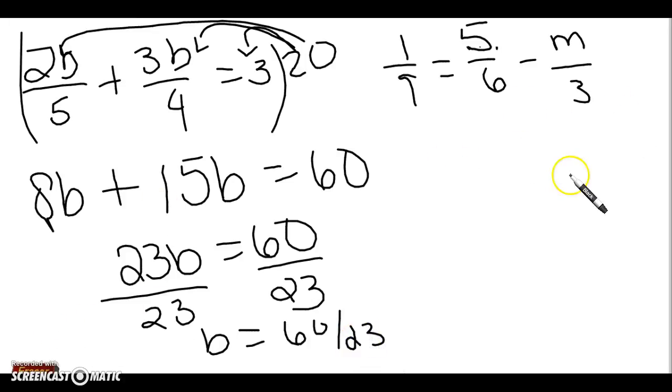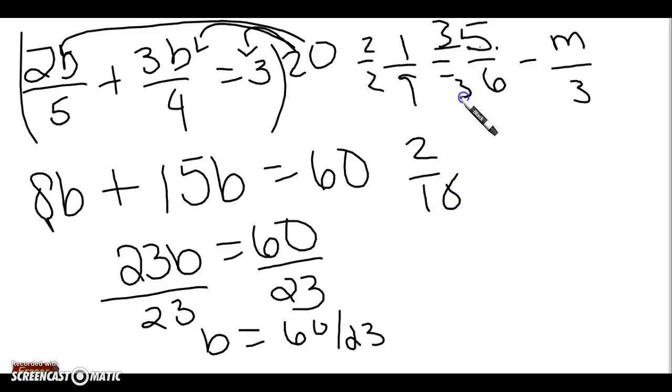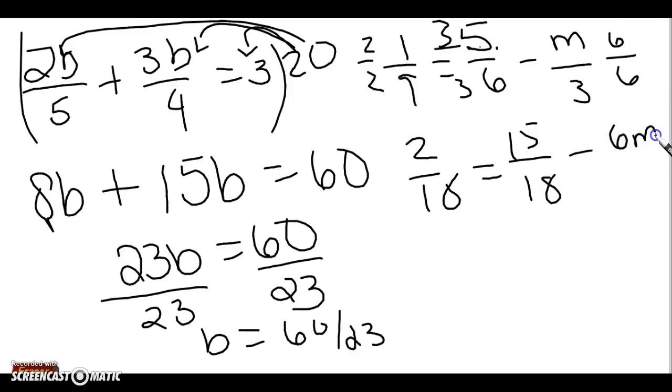All right, so for the next one, let's change the fractions. So I want all of my fractions to have a denominator of 18. So for here, I'm going to multiply top and bottom by 2, which gives me 2 over 18. Here, I'm going to multiply top and bottom by 3, which is going to give me 15 over 18. And here, I multiply top and bottom by 6, which gives me 6m over 18.